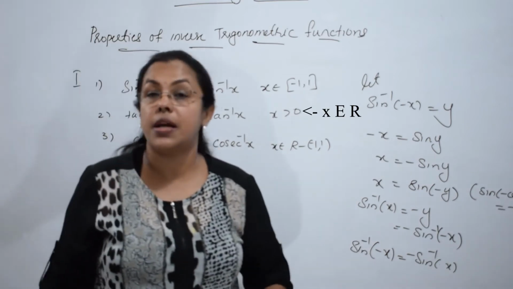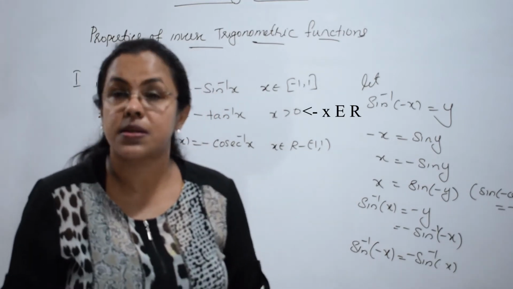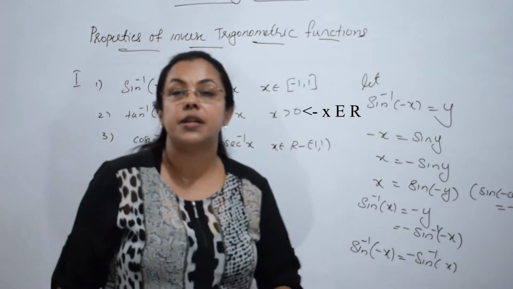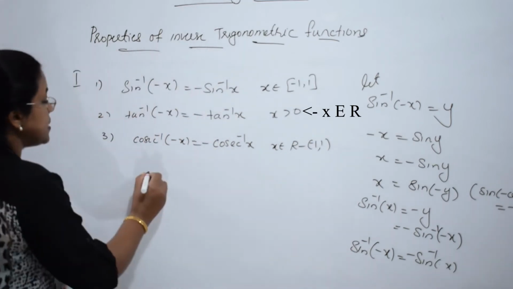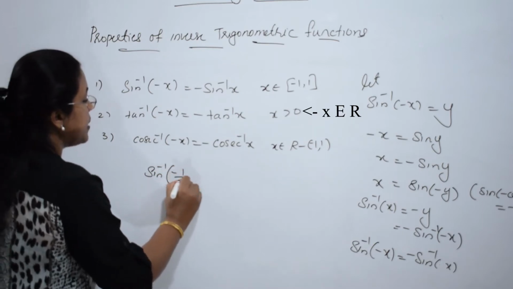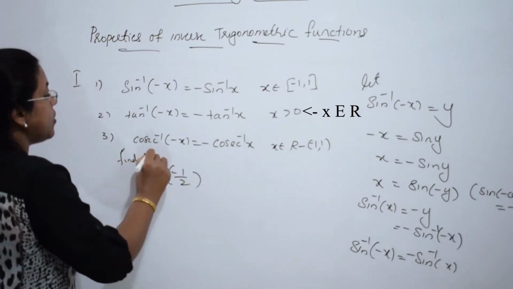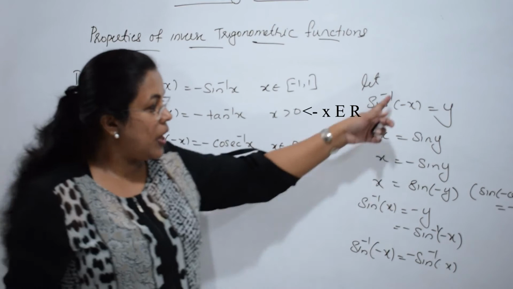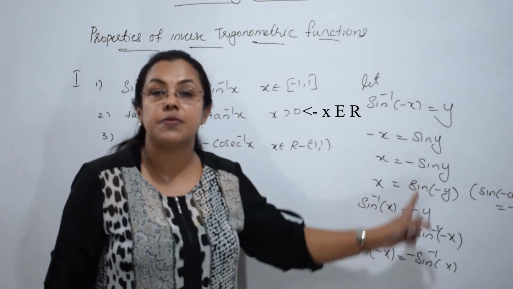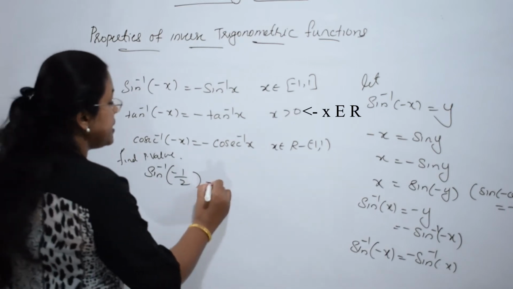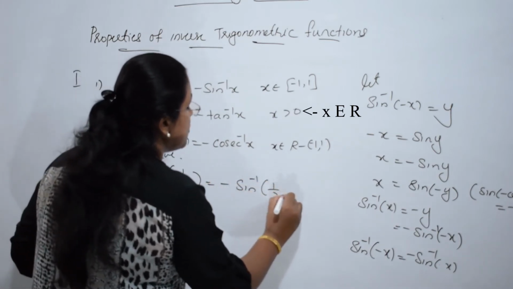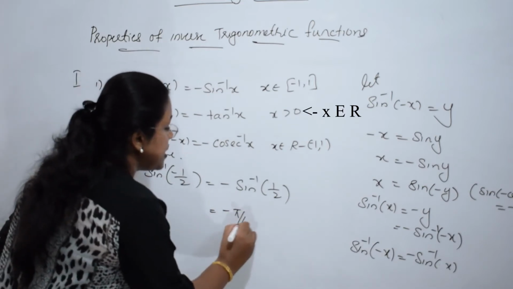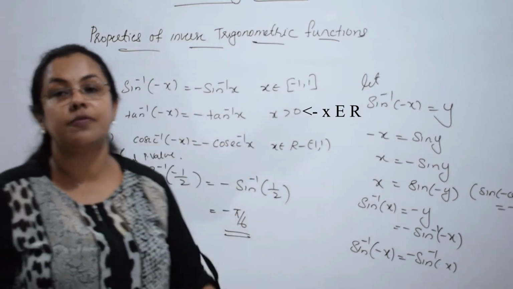Similarly, we can prove tan inverse minus x is equal to minus tan inverse x, and cosec inverse minus x is equal to minus cosec inverse x. These three come under the same group. What is the use of it? Suppose we need to find the principal value of sin inverse minus 1 by 2. The actual process you know, you have to proceed through the whole steps. Instead of that, we can write it as minus sin inverse half. We know the value of sin inverse half, sin 30, isn't it? So we can write it as minus pi by 6 directly with the help of this property.